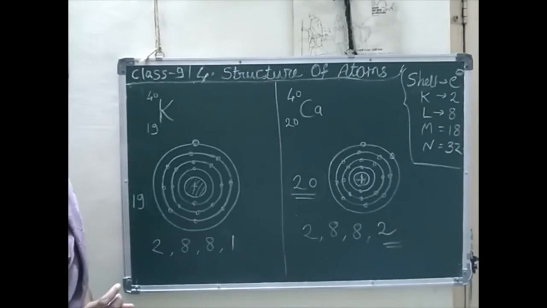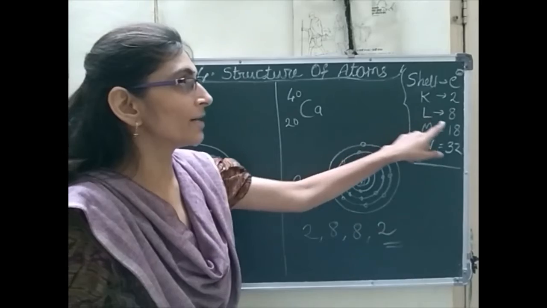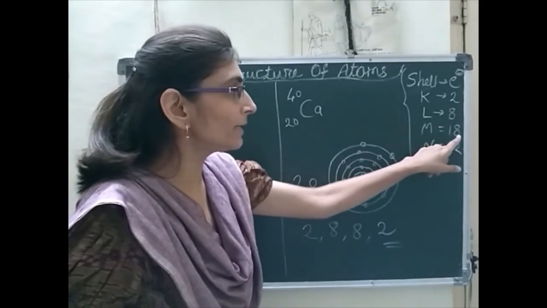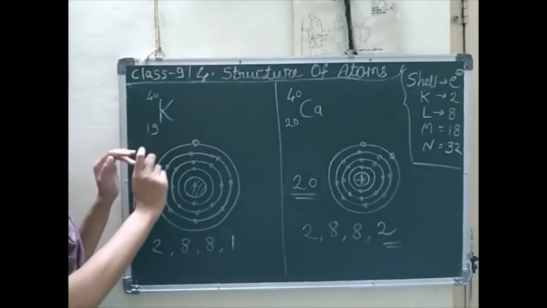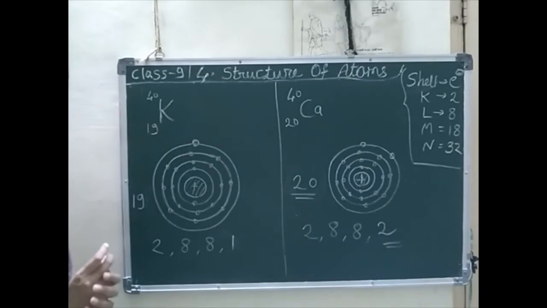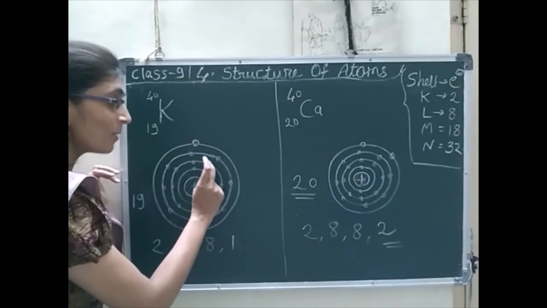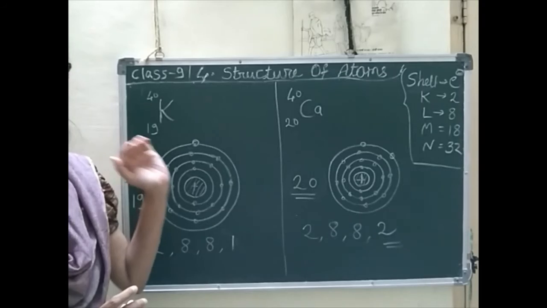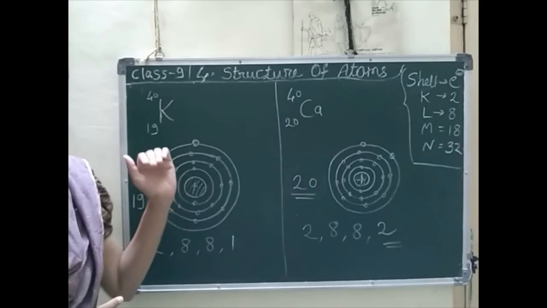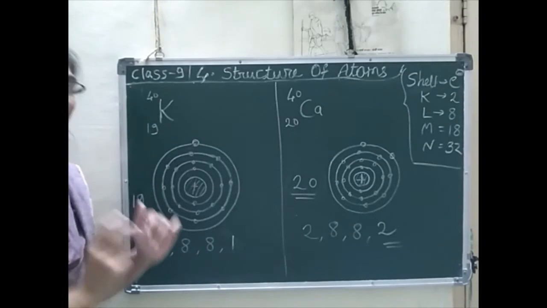So we know how we can distribute according to the Bohr scheme. In the first shell 2, in the second shell 8, in the third shell 18, and in the n-th shell 32 electrons we can distribute at maximum. But we know that after the first orbit, from the second orbit, if the orbit has a maximum of 8 electrons, it is still called a stable configuration.